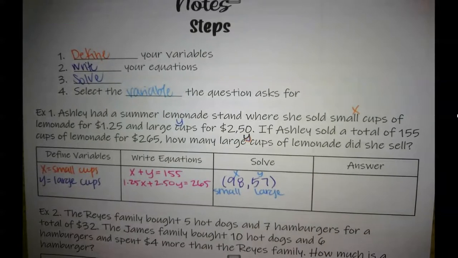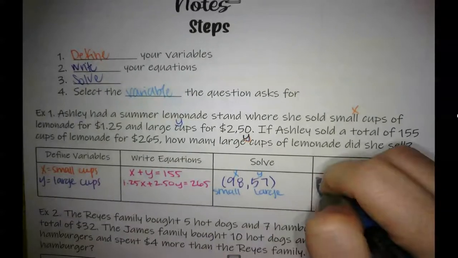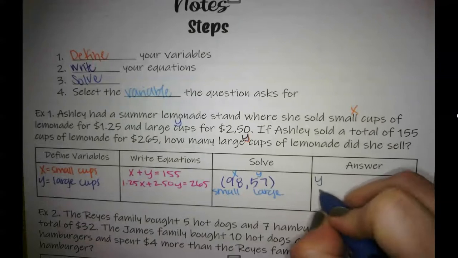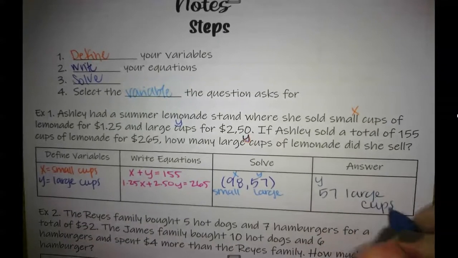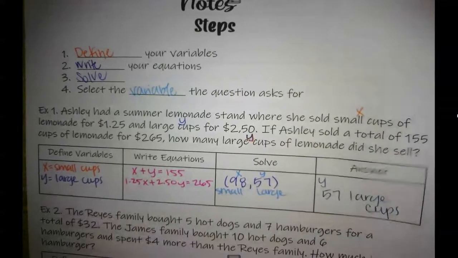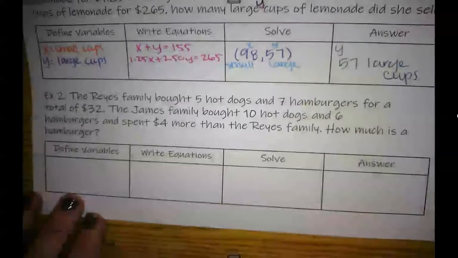And what did we want to know? We wanted to know the large cups. Remember, we wanted y. So we sold 57 large cups. Let me look at one more example together.